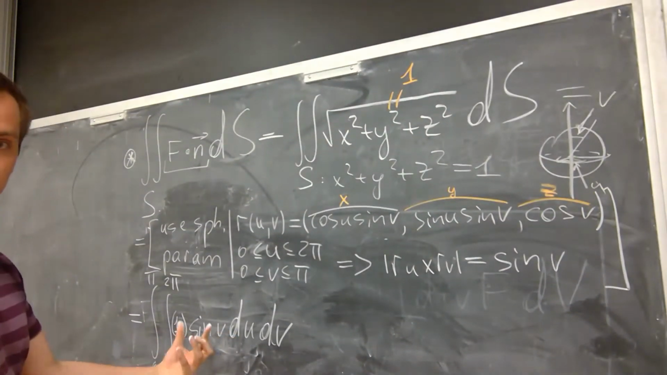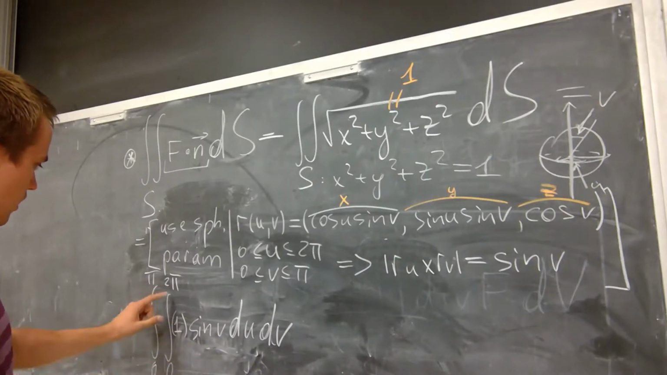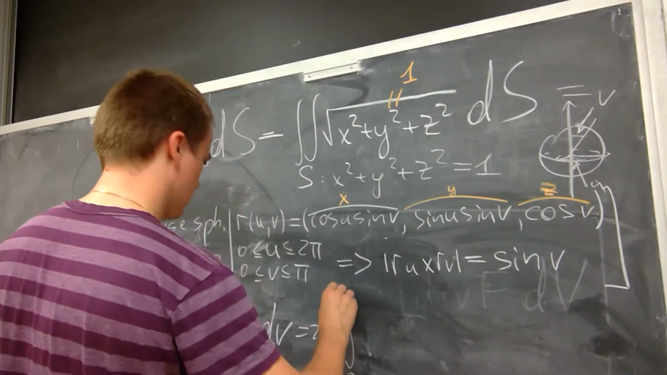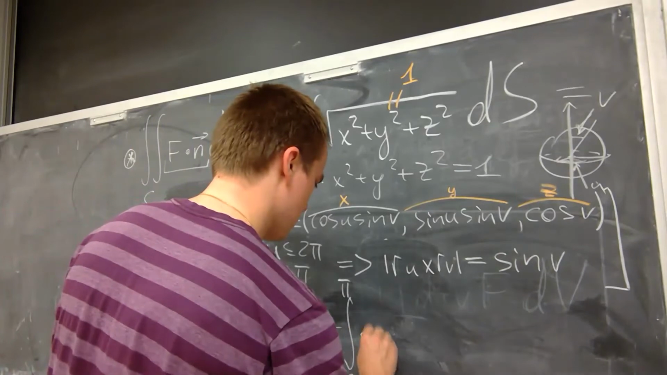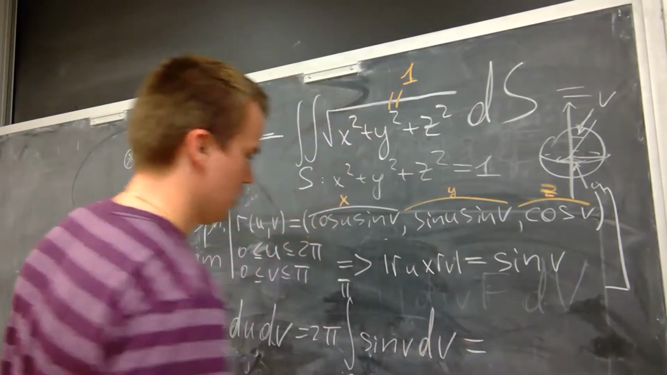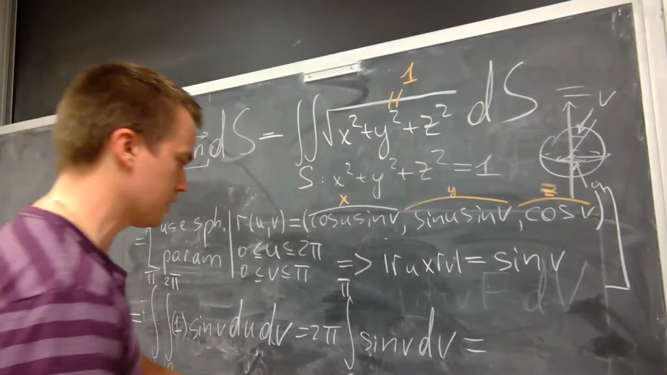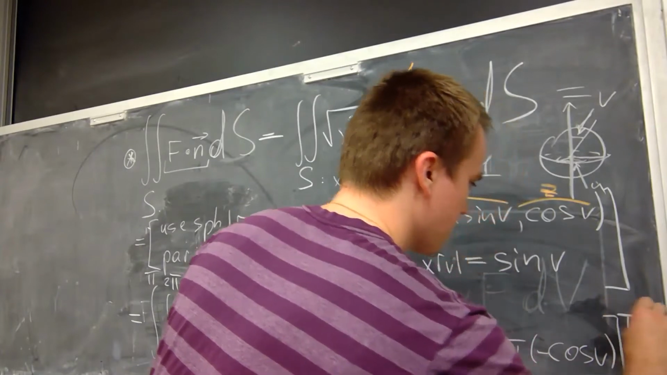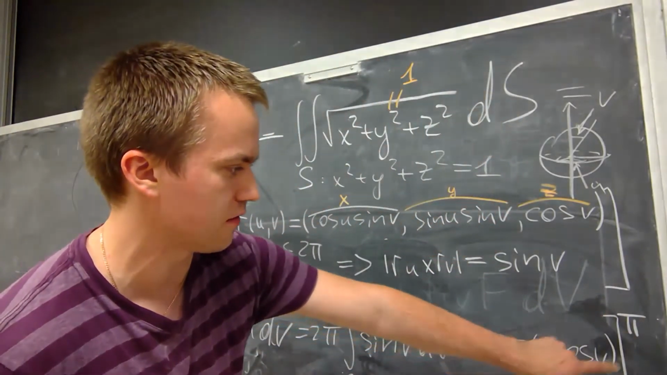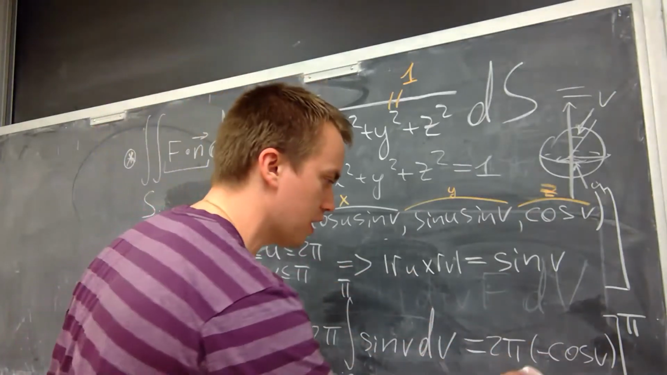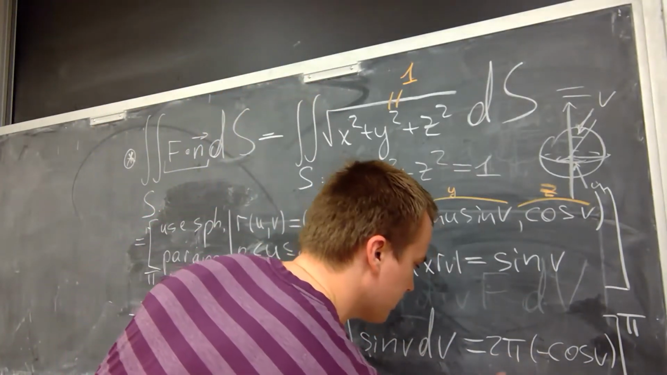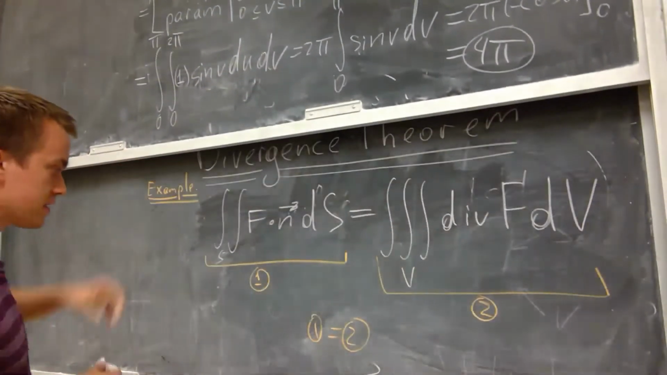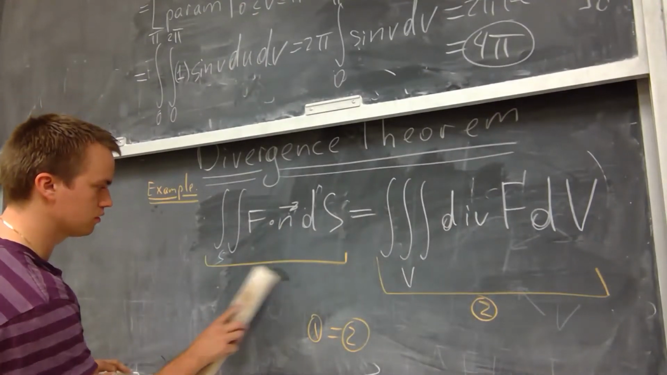We can see that this function doesn't depend on u. So what I will get is just 2 pi times the integral from 0 to pi of sine v dv. This integral equals 2 pi times negative cosine v evaluated from 0 to pi. You can easily check that negative cosine pi is 1 and negative cosine 0 is -1, so the difference is 2. So these integrals will be equal to 4 pi. Okay, so the integral on the left-hand side will be just equal to 4 pi.